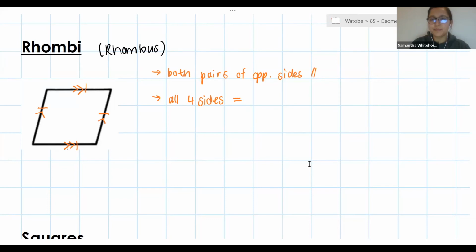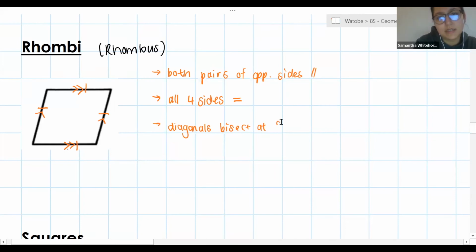Ma'am, diagonals bisect each other at 90 degrees. Good, nice. Okay, so diagonals bisect at 90 degrees. So when we draw in our diagonals, I should have done that in a different color. Oh, now my diagonals are so much better. Oh well. They cut each other in half at 90 degrees.